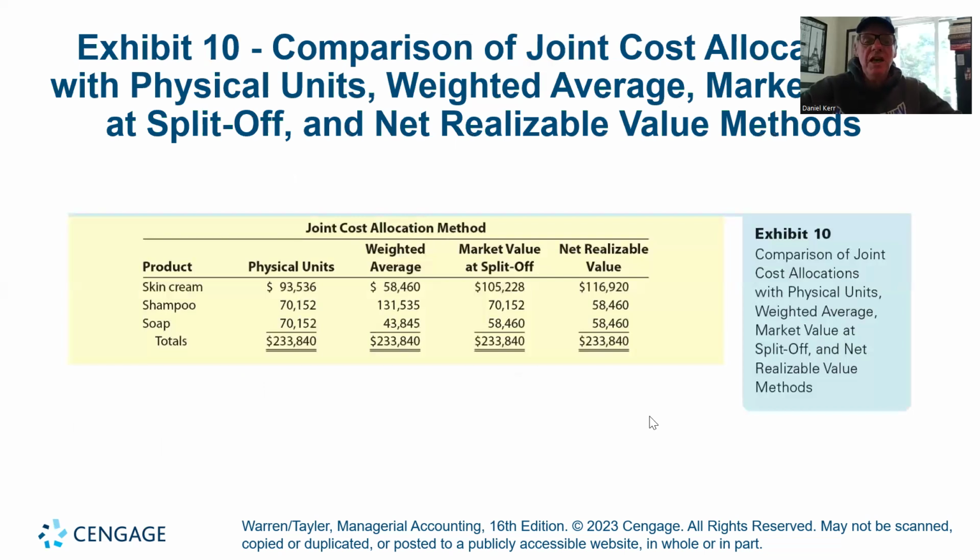So when you put them all together, all the different methods, here's the allocation you'd get when we did physical units. Here's the allocation you'd get if you use weighted average. Here's the allocation you get if you use market value, and here's the allocation you'd get under the net realizable value. So what you should be prepared to do is to come up with the allocation of the joint cost under physical units, weighted average, market value, and net realizable value.